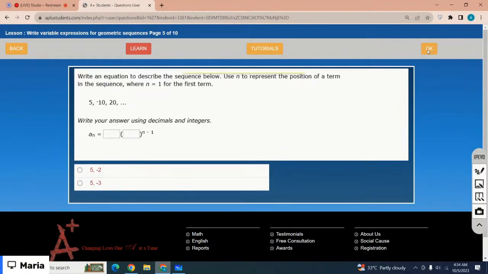Write an equation to describe the sequence below. Use n to represent the position of a term in the sequence where n equals 1 for the first term. So which is the correct option? The first term in the sequence is 5, and you can get each next term by multiplying by negative 2, right? So the missing values are 5 and negative 2. That is the correct option.